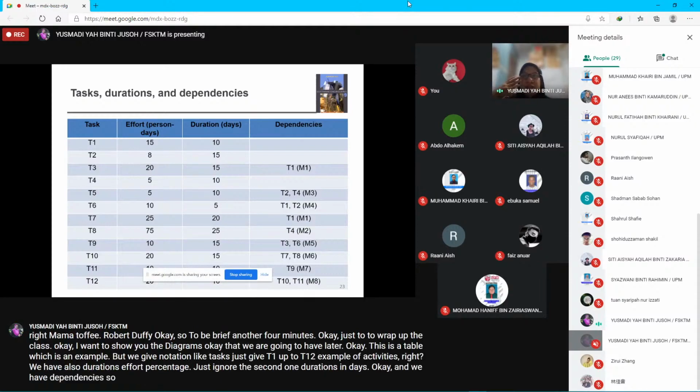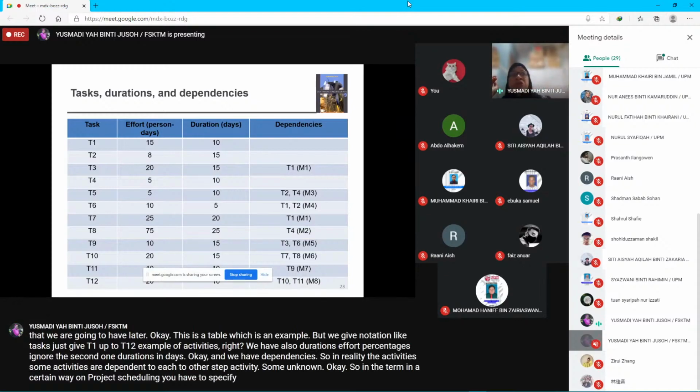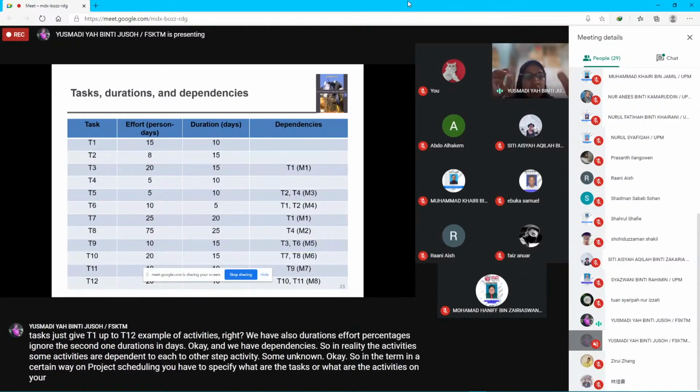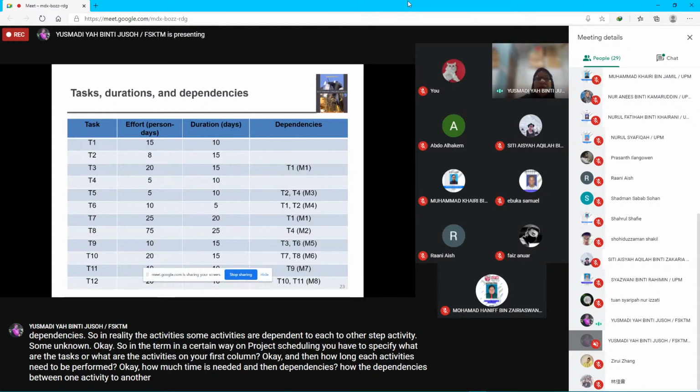So in reality, some activities are dependent on other activities. Some are not. So in a certain way, on project scheduling, you have to specify what the tasks or activities are in your first column, and then how long each activity needs to be performed, how much time is needed, and then the dependencies, how one activity depends on another. I gave you an example just now.